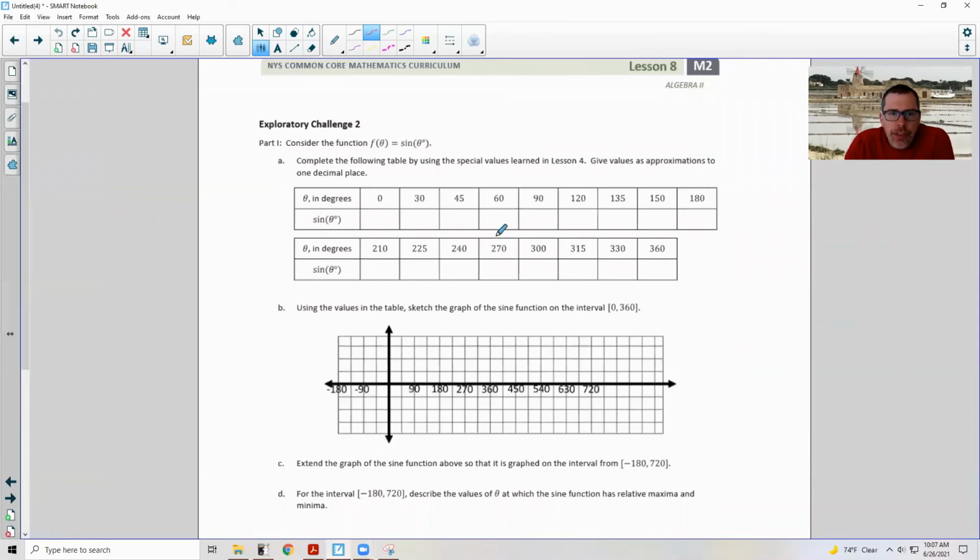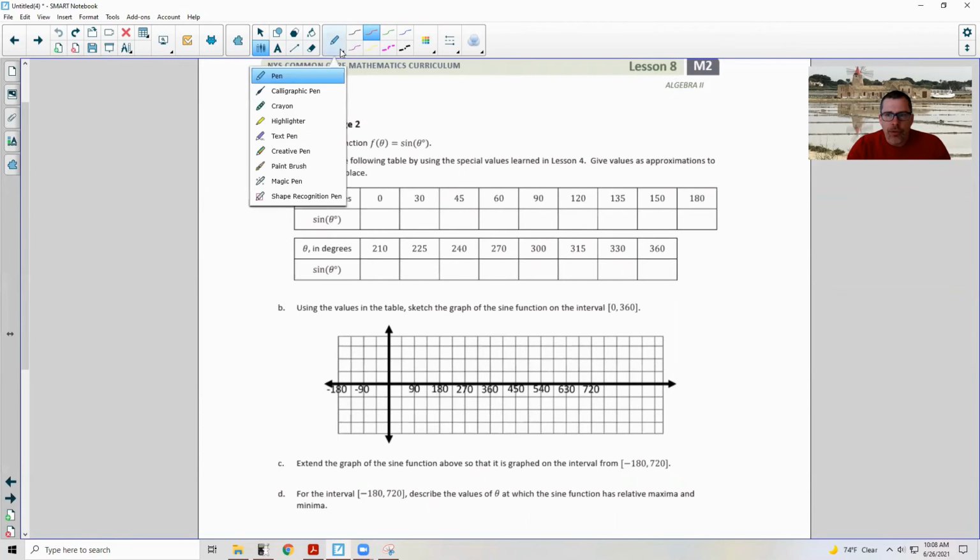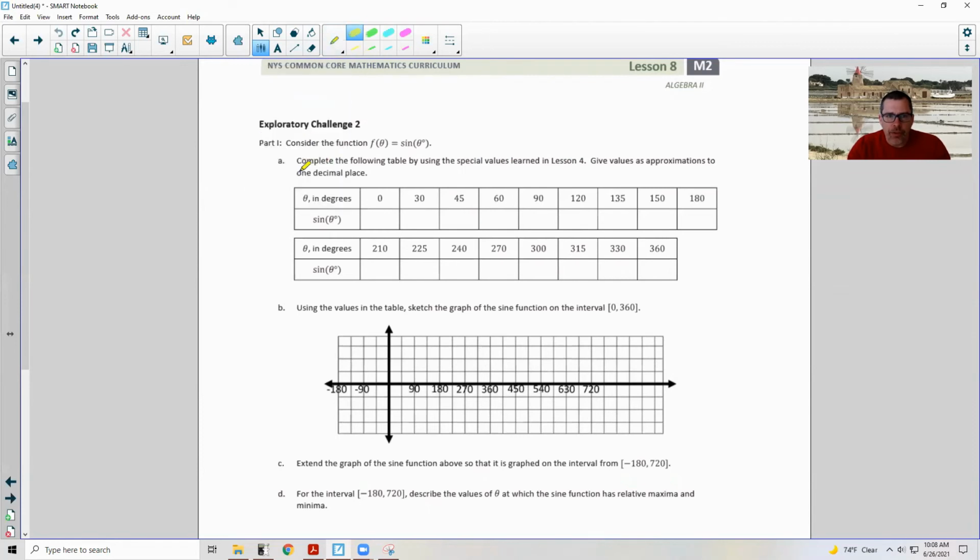Okay, so page 2 brings us to exploratory challenge 2. Hopefully you did that other exploratory challenge as a group in a classroom setting, and you used the poster board and the yarn and the spaghetti and the glue, and you figured out these discoveries about the sine and cosine functions. So now we're going to do it in our modules. Part 1, consider the function f of theta equals sine theta degrees. A, complete the following table by using special values you've learned in Lesson 4, and then it says to approximate those values to 1 decimal place. Make sure you follow the directions there. They don't want it in radical form.